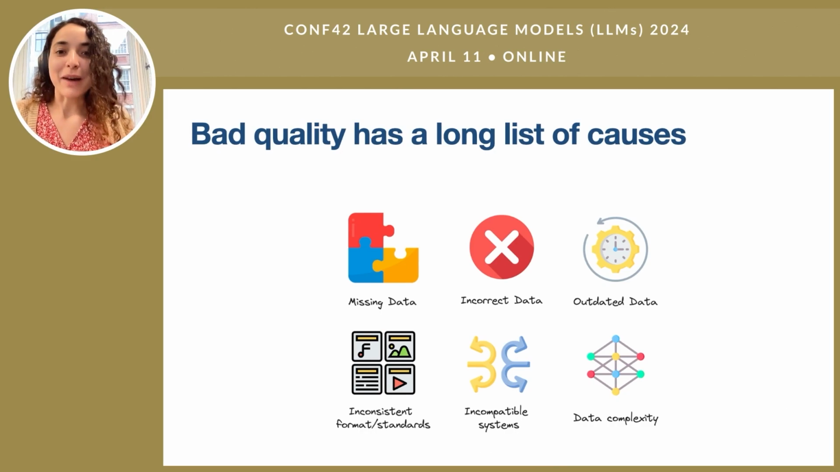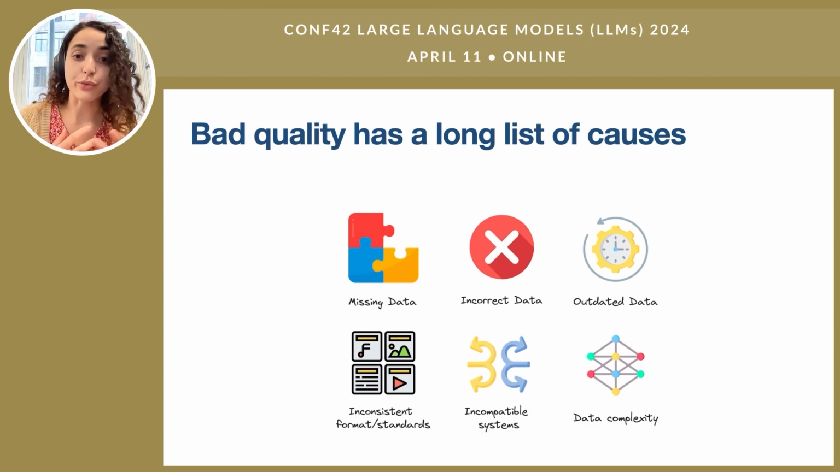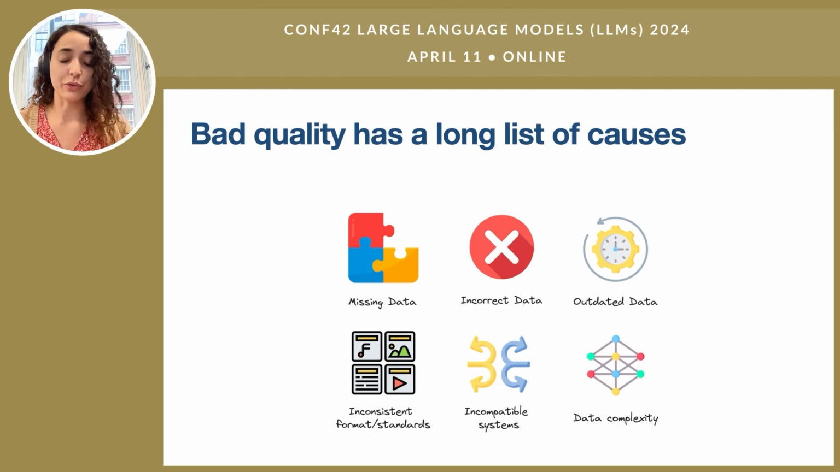So what causes bad quality data? Again, there's a long list of causes, but here are a few that you might think of. First one could be missing data, incorrect data. Those are the 2 most common ones, but there's also things like outdated data. There's inconsistent formatting and standards. You've also got incompatible systems. You've got data complexity. All of these feed into bad data quality. And of course, there's many more than these as well.